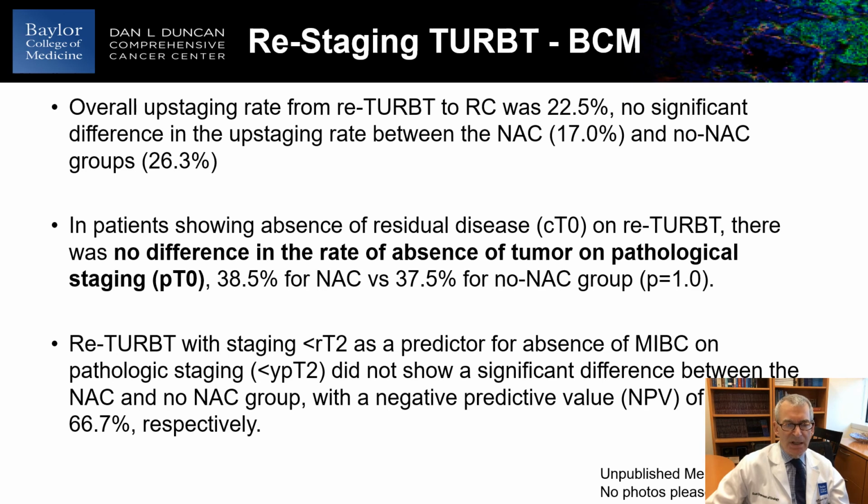And you can see that this was really a minority of the patients that were pT0 when we thought that they were clinical T0. And then in RE-TURBT in patients post-NAC who had non-muscle invasive bladder cancer as a predictor for the absence of muscle invasive disease, there was again no significant difference between NAC and no NAC, with a negative predictive value of 69 and 67% respectively.